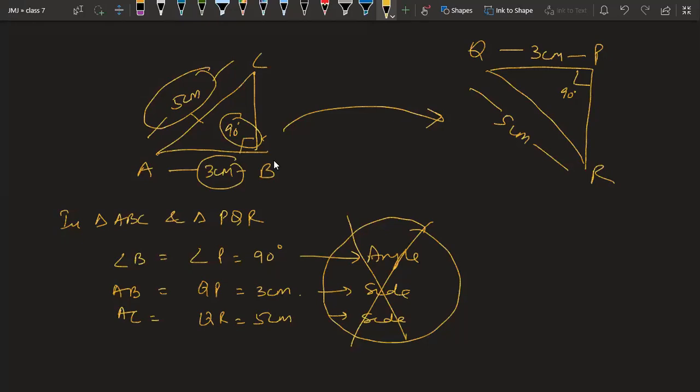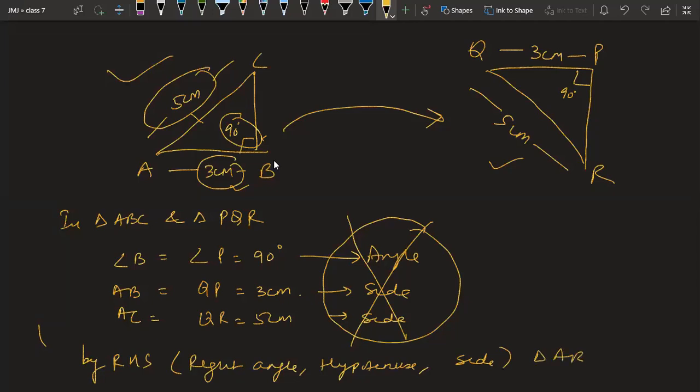So class, are you able to understand what I am saying? You just need to see one thing, that we have one right angle equal to one right angle of the other triangle, hypotenuse of one triangle equal to hypotenuse of the other triangle, and one side of this triangle equal to that triangle. So we can say by RHS, what is RHS? Right angle, comma, hypotenuse and side.